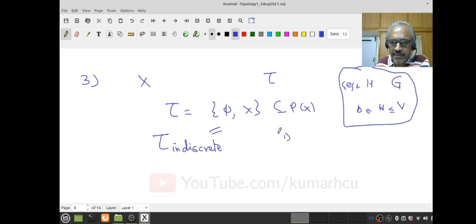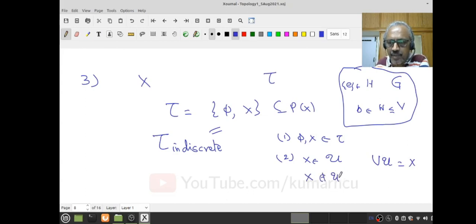The first condition, empty set and X belong to tau, that's correct. And second, take an arbitrary union. This is a collection of subsets coming from here. If X belongs to this collection, then the union is X. If X does not belong to it, that means every element in this collection is the empty set. Therefore, the union is empty. So it again belongs to tau indiscrete.